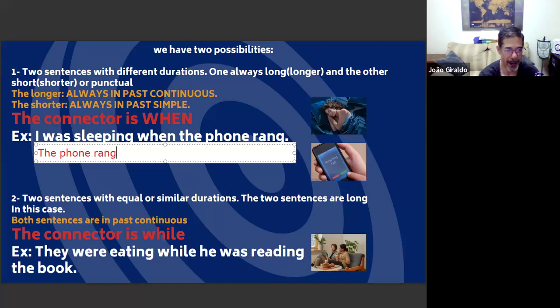The phone rang. I just repeat the sentence. The phone rang when I was sleeping. The signification of your sentence is exactly the same. So the order of the sentences is not important. Or you use I was sleeping when the phone rang. Okay, one sentence, and this sentence here.